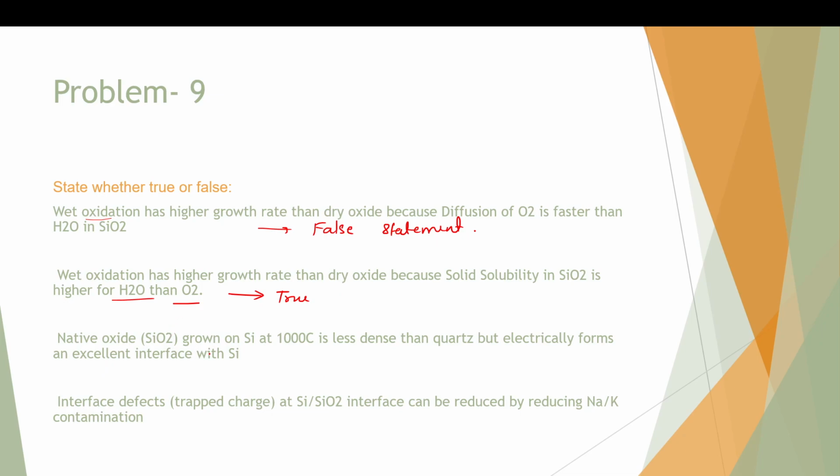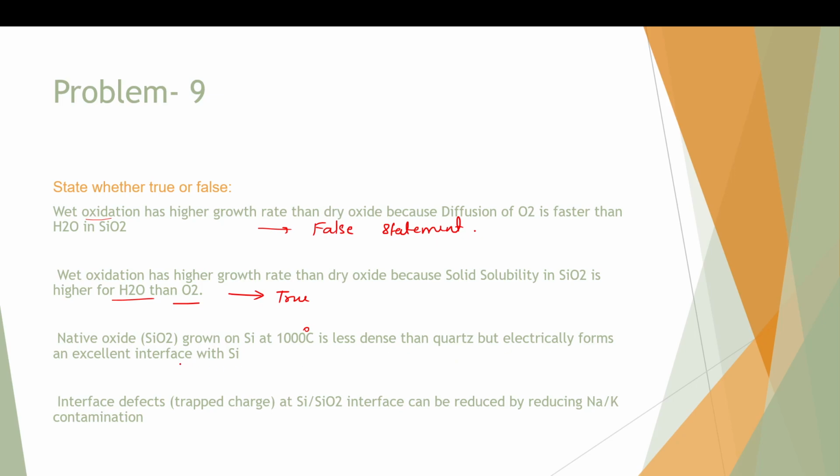Native oxide SiO2 grown on silicon at 1000 degrees Celsius is less dense than quartz, but electrically forms an excellent interface with silicon. This part is true, that it is less dense than quartz. Quartz is a crystalline form, and the native oxide that we grow is amorphous, and that's why it takes more space, because it's not perfectly aligned, not perfectly crystalline, basically.